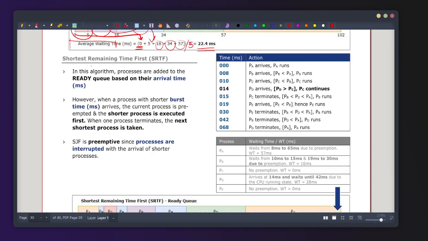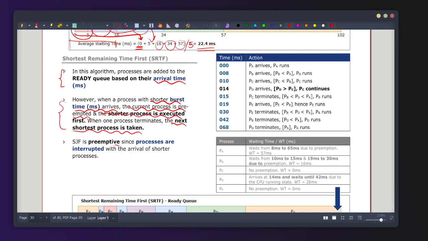In this algorithm, processes are added to the ready queue based on their arrival time. However, when a process with a shorter burst time arrives, that is, a process that will take less time to execute, the current process is preempted. What does preempt mean? If you remember, preempt means to send a process back to the ready queue for some time. The shorter process is executed first, and once that process terminates, the next shortest process is taken in. So the process that was preempted might not have a guaranteed chance to come back immediately, but whatever the next shortest process is gets taken in next.